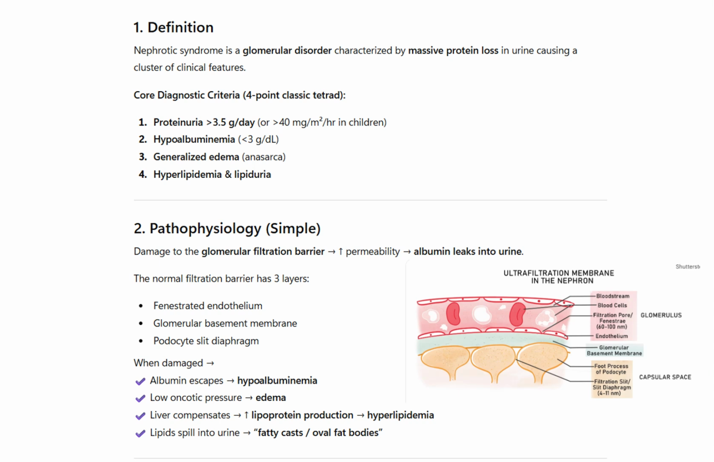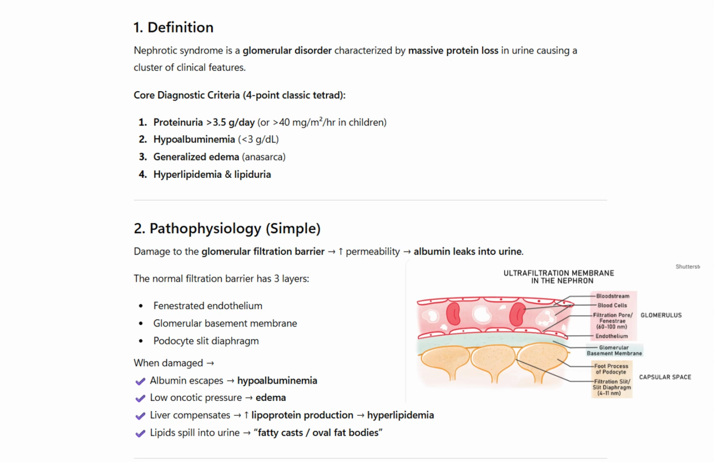In nephrotic syndrome, the primary problem is injury to podocytes and the filtration barrier. This damage allows albumin and other proteins to escape into the urine. As proteins are lost, serum albumin levels fall. Low albumin reduces plasma oncotic pressure, leading to fluid shifting into the interstitial spaces. This produces generalized edema, including periorbital swelling, leg edema, and even ascites.